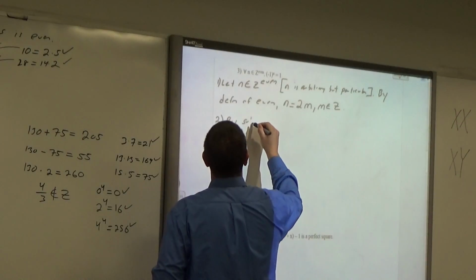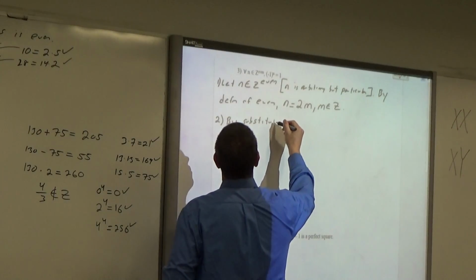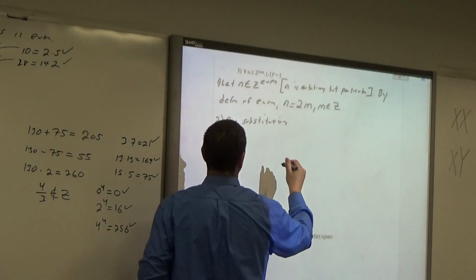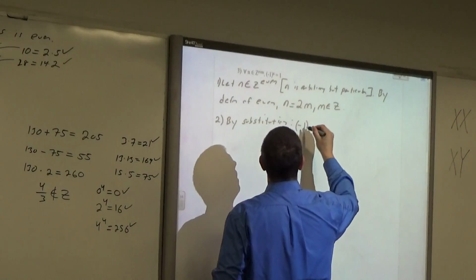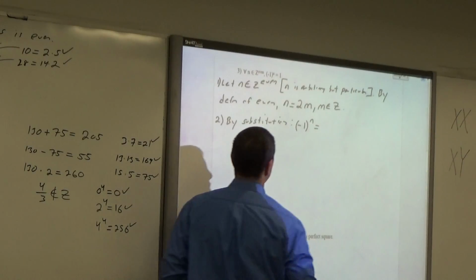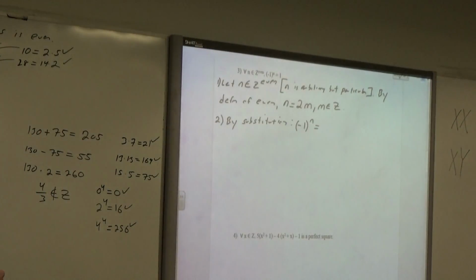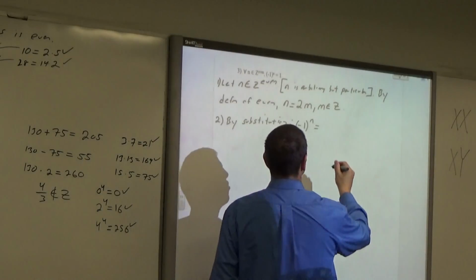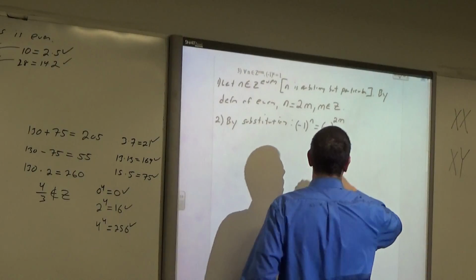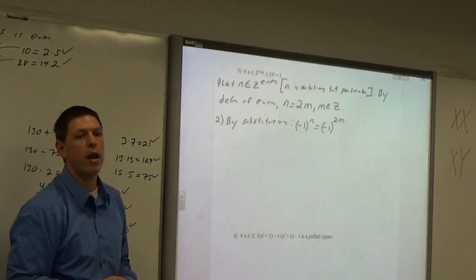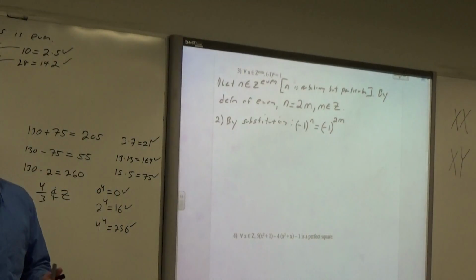By substitution, -1 to the n is equal to what, guys? -1 to the 2m. Sounds good. Nice, Mr. Weber. So -1 to the 2m. That doesn't hurt anybody's feelings. It might hurt your wrist because we have to write a lot, but such is life.